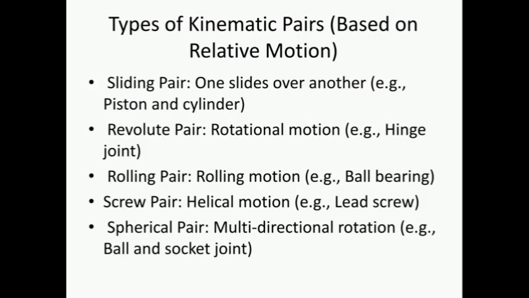Now we are going to the types based on relative motion. First is sliding pair. In a sliding pair, one element slides over another. Example, piston and cylinder. Second is revolute pair. A revolute pair works on rotational motion. Example, hinge joint. Third is rolling pair. A rolling pair works on the rolling motion principle. Example, ball bearing. Fourth is screw pair. A screw pair works on the helical motion principle. Example, lead screw. And last one is the spherical pair, which works on multi-directional rotation. Example, ball and socket joint.